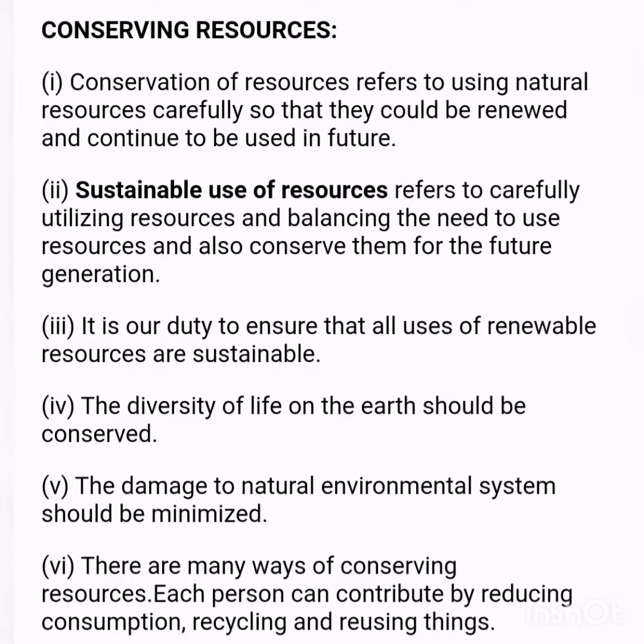It is our duty to ensure that all usage of renewable resources is sustainable. The diversity of life on the earth should be conserved. There are many ways of conserving resources. Each person can contribute by reducing consumption, recycling, and reusing things.